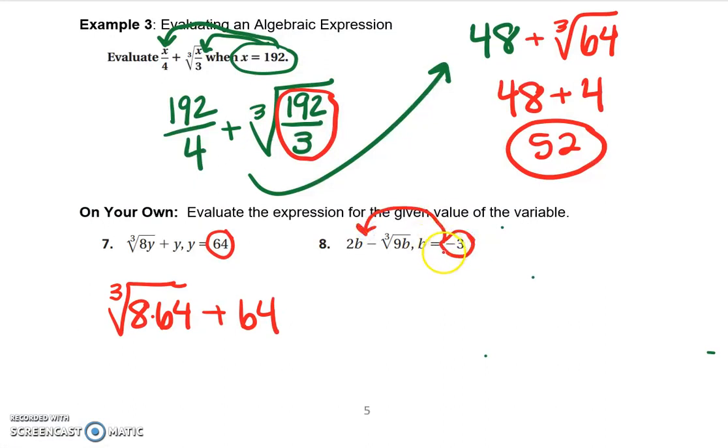-3, you're going to plug into here as well. So this would be 2 times -3 minus the cube root of 9 times -3 underneath. So that should help you on your own number 7 and number 8.